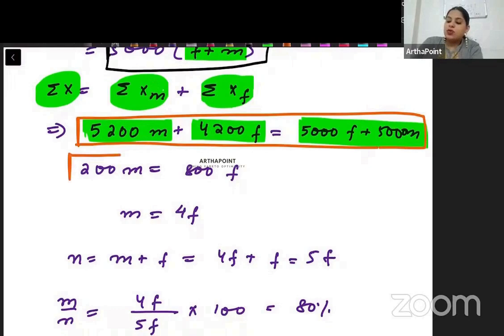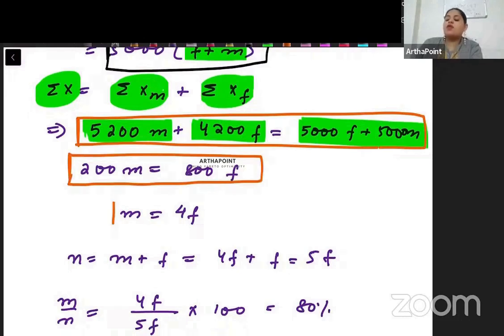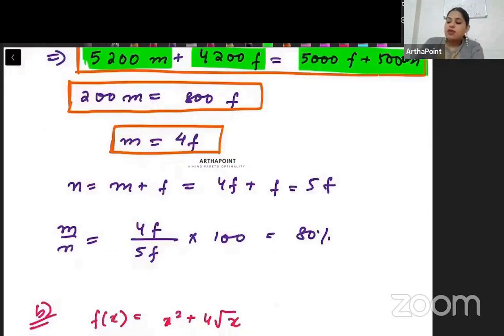200 M is equal to 800 F. So beta, M will be 4 times of F. Now we know that total number of people is male plus female. Male is 4 times F plus F. So total number of people will be 5F.